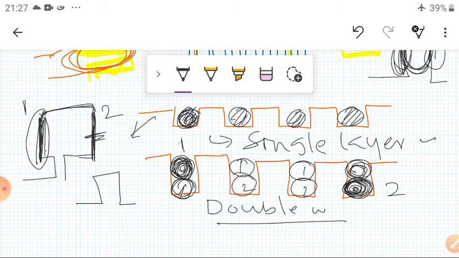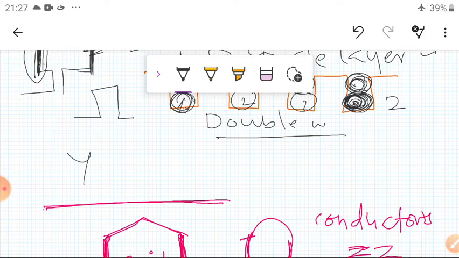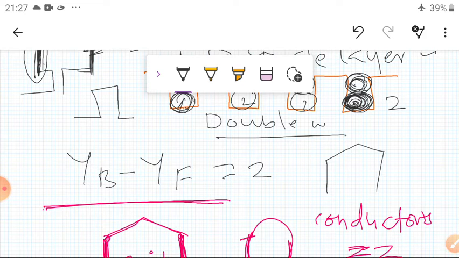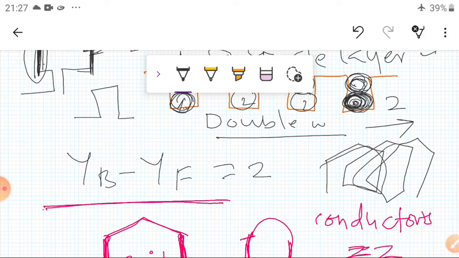At the same time, we have also seen progressive winding. If the difference between the back pitch YB minus front pitch YF is equal to 2, then the winding is progressive winding. Progressive winding means the winding goes from left to right, in this direction. That is the progressive winding.